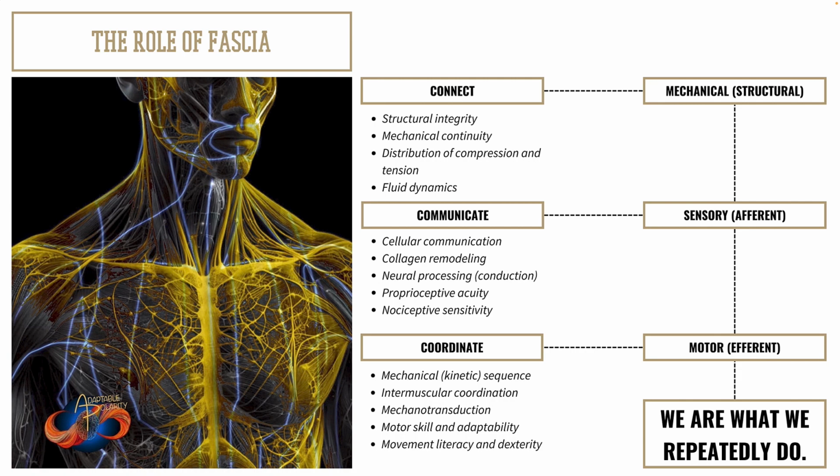Then for the coordinate piece, this is where we are thinking about how it all comes together and interrelates. So we're thinking about our mechanical or our kinetic sequencing, our intermuscular coordination, mechanotransduction, general motor skill and adaptability, and just our ability to express movement, literacy, and dexterity. And so this speaks more to the motor aspect or the efferent function.